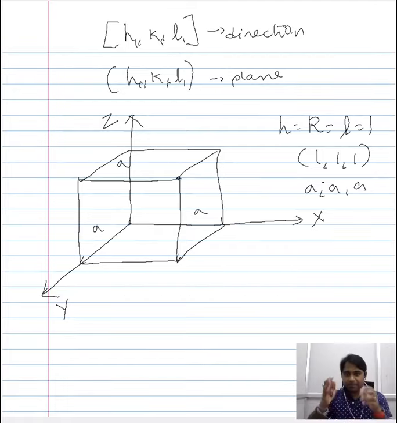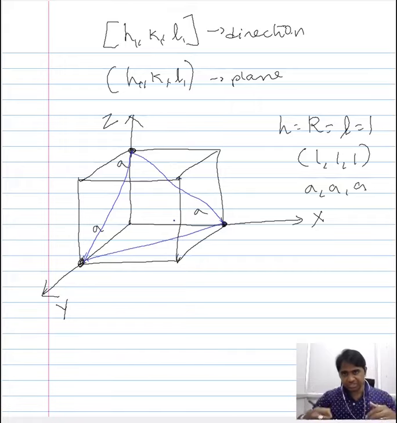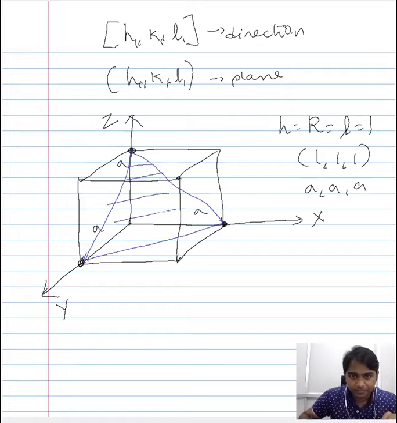So it means the plane makes an intercept individually along the x axis at point A, along the y axis at point A, and along the z axis at point A. Now the plane would look something like this, which we have seen in the previous lecture as well. So we have reverse engineered it from the Miller integers and we are able to plot the plane. Now we want to use the same indices for the direction.